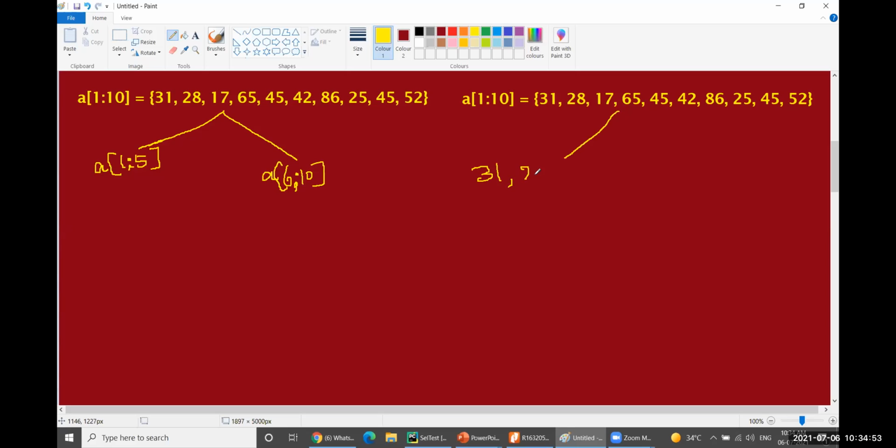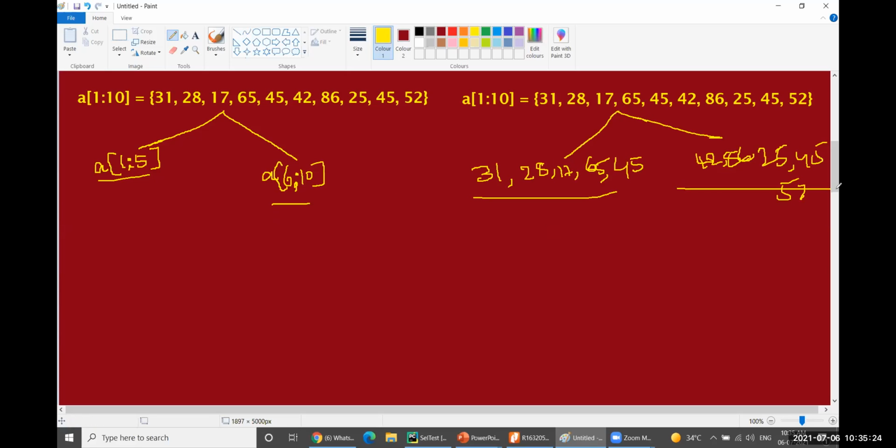31 comma 28 comma 17 comma 65 is the first sublist, comma 45 and 42, 86, 25, 45, and 52. This is the second sublist. So you have to mention it in both ways. One is the sizes way, and the second one is the actual elements way. In both ways, you have to mention. Okay, it could get included.